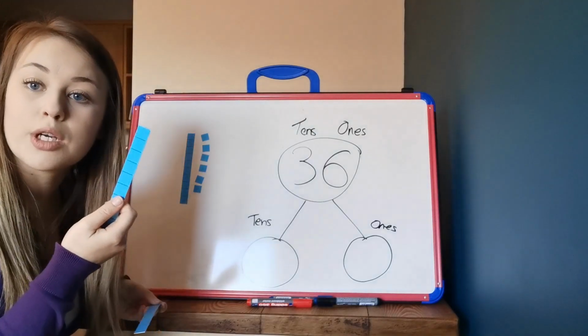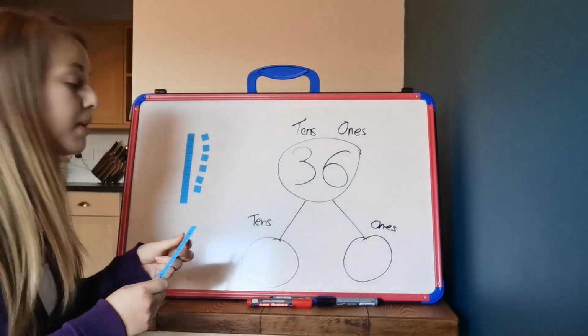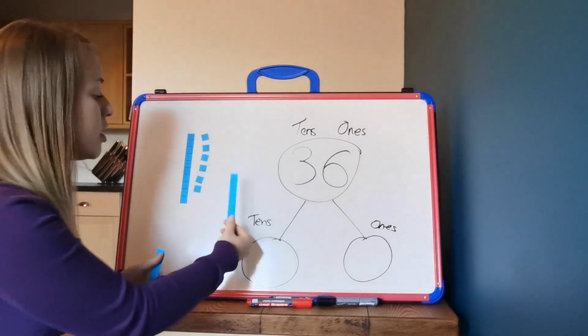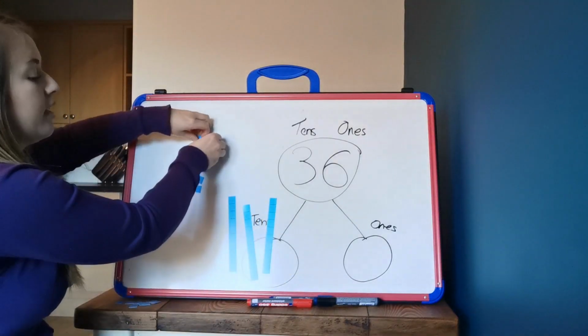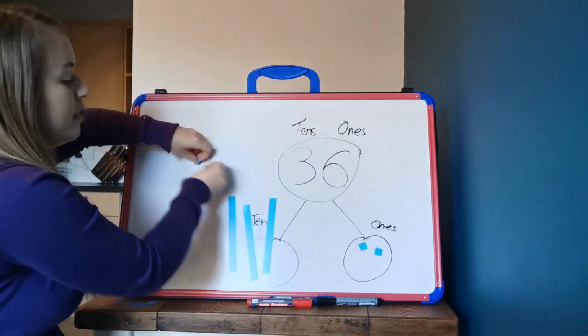What's good about the concrete resources is that you can move them around and manipulate them to help you with your learning. So I would put my tens in the tens section, in the tens circle, and then I can put my ones in the ones circle.